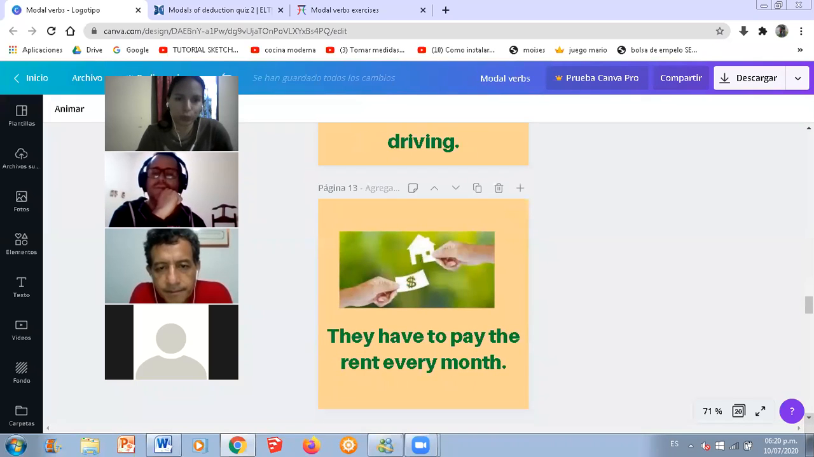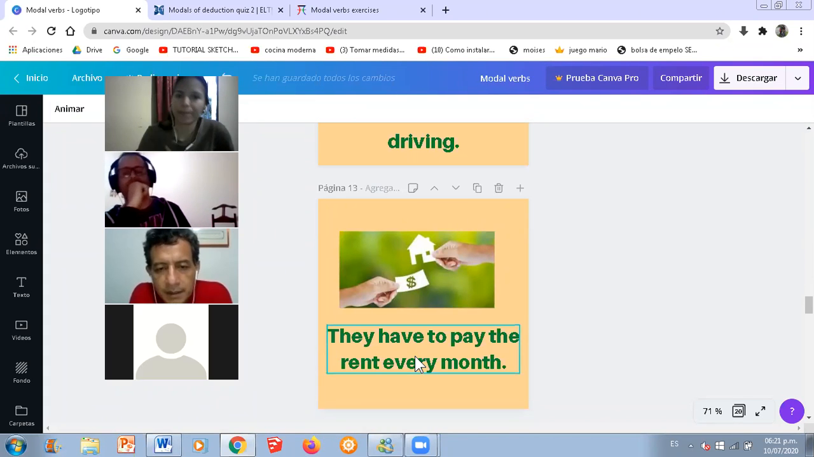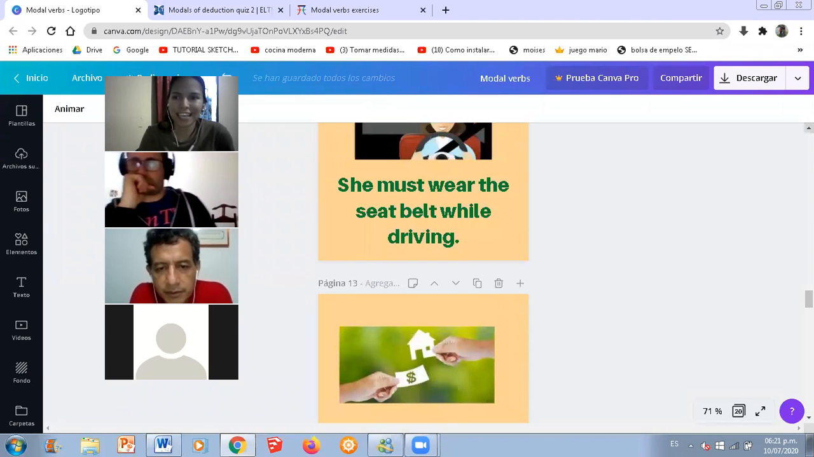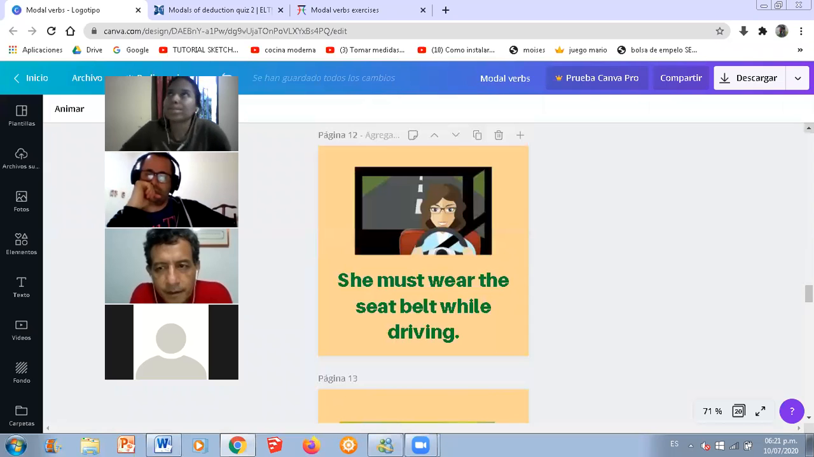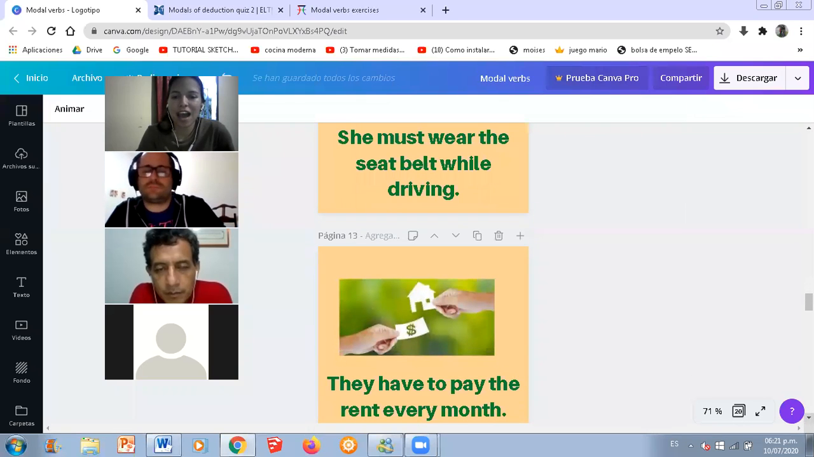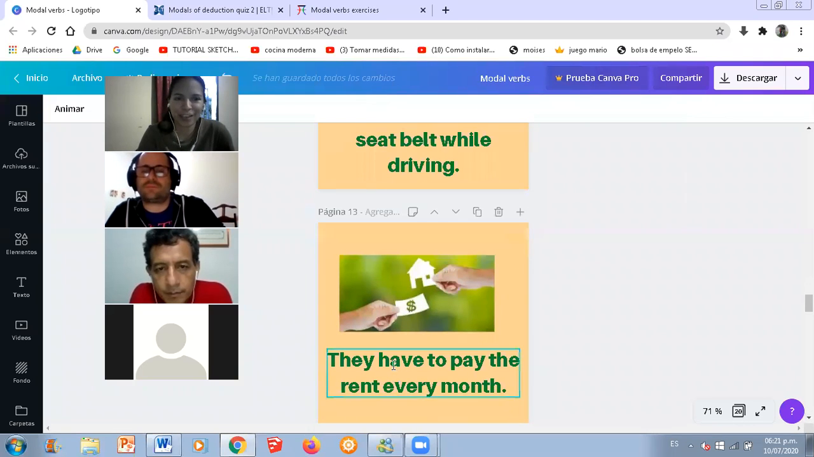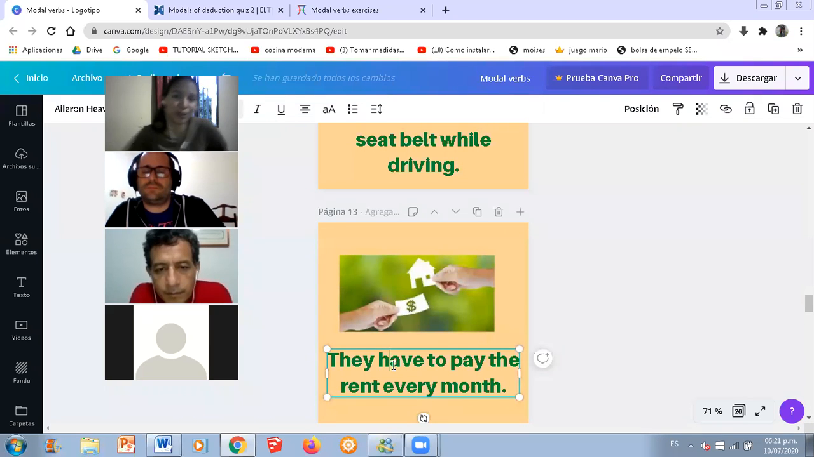And have to is the second modal verb. They have to pay the rent every month. So something interesting here is that if you want to say that you're not allowed to do something, you don't have the permission to do something, you say you must not. But if you use have to in a negative sentence, you don't have to, it's different. The meaning changes. It's not an obligation.